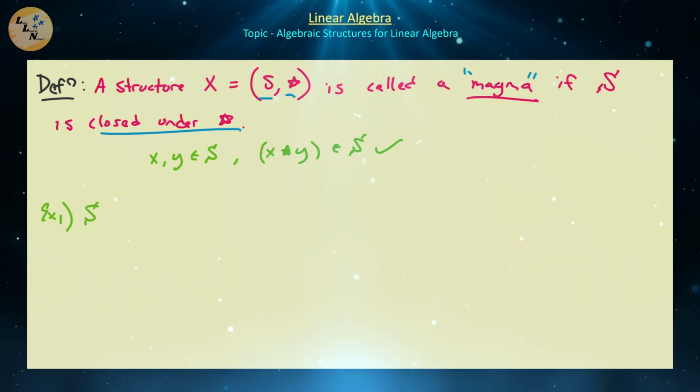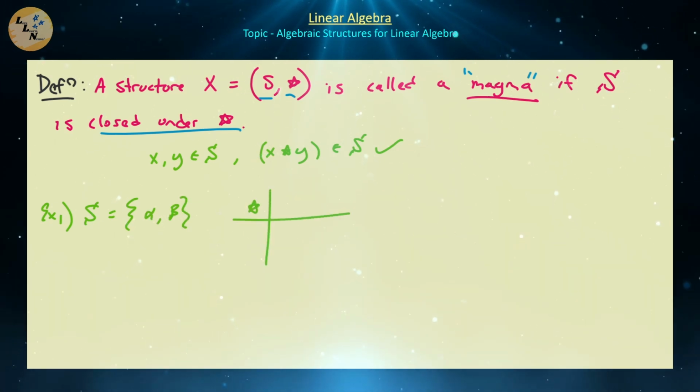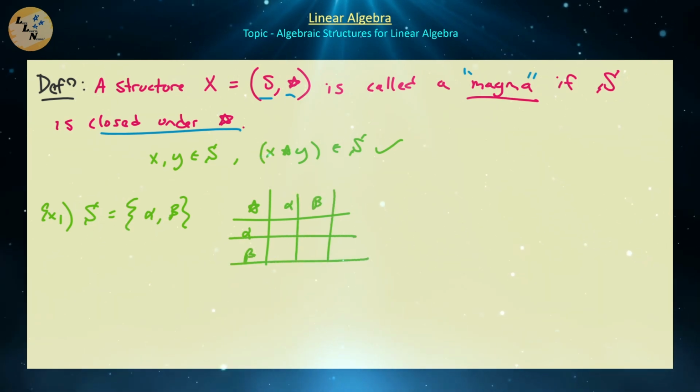Let's assume S is the set of two operations. Let's call these operations alpha and beta. And let's define the operation star between alpha and beta in the following way. Let's assume that alpha star alpha is going to be equal to alpha. Let's just say alpha star beta is going to be equal to beta. Let's define beta star alpha to be equal to beta, and let's define beta star beta to be equal to alpha.